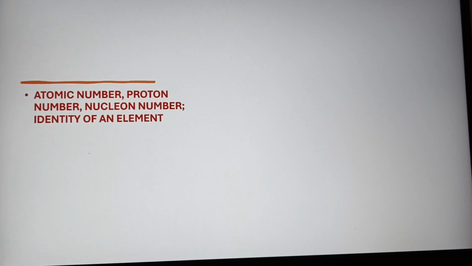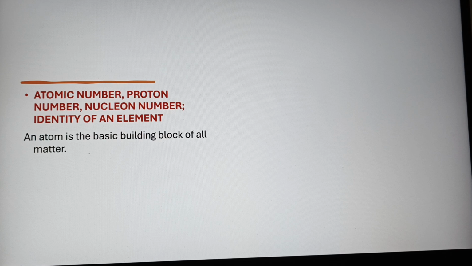Today we are going to start class 11 chemistry chapter number 2, atomic structure. Today our topic of discussion is atomic number. First of all, we see what an atom is. An atom is the basic building block of all matter.